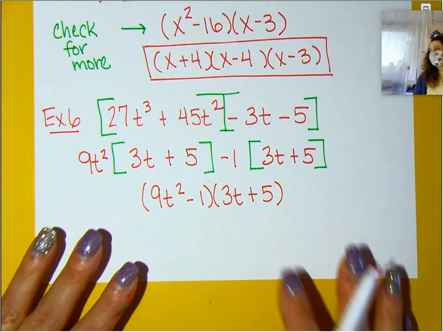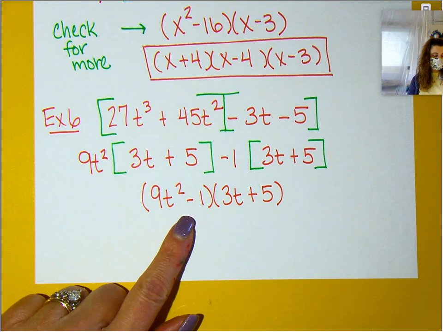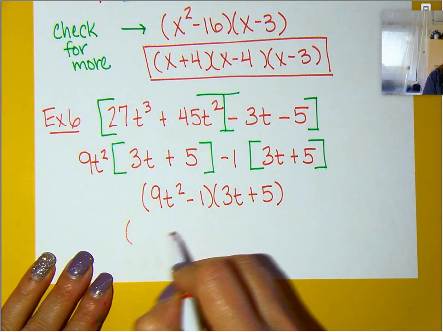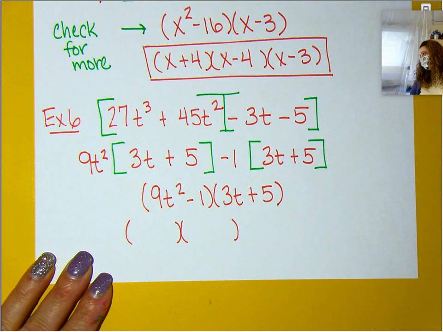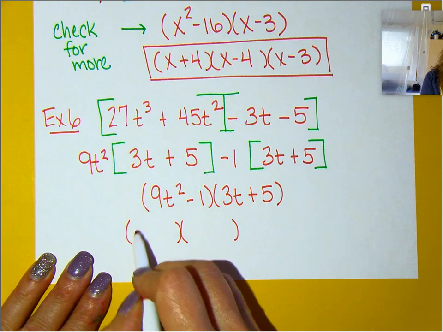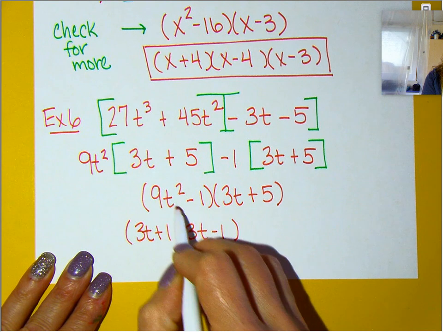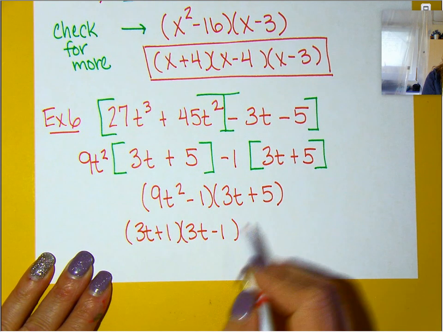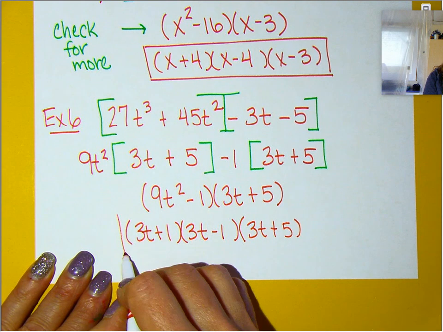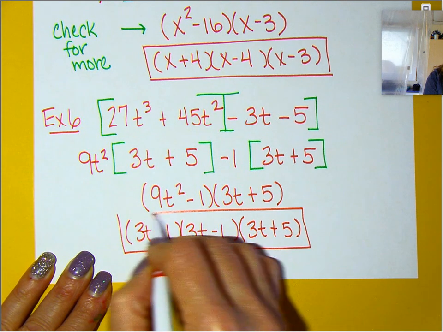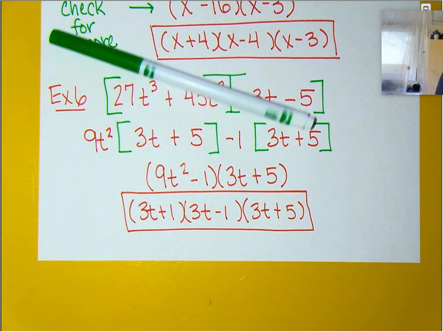Did you see anything there that was special? 9t squared. Good. That is a difference of squares. All right. What did you get when you factor that? 3t plus 1, 3t minus 1. Perfect. So that's the 9t squared minus 1. That's difference of squares. Bring down the 3t plus 5. All right. Any questions so far?